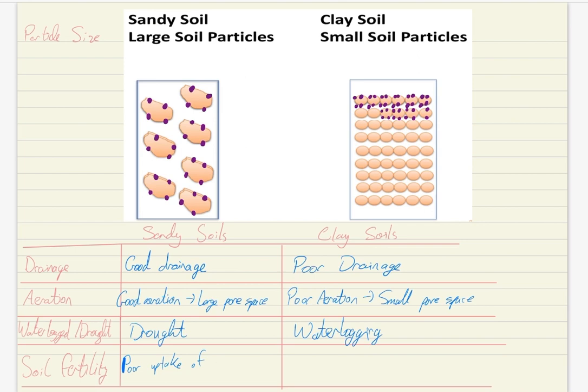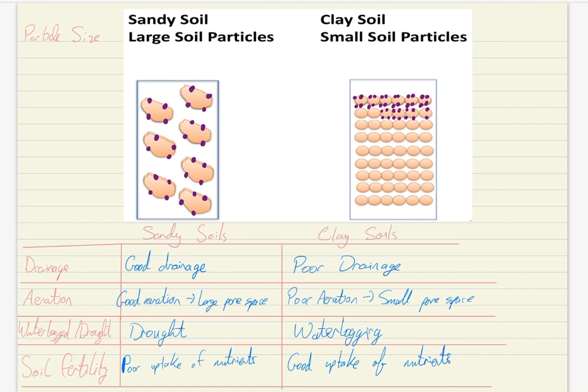poor uptake of nutrients. So generally, again, going back to the desert, you don't see much growing in the desert. However, even in your clay soils, they will have a good uptake of nutrients. Again, your nitrogen, phosphorus, potassiums.